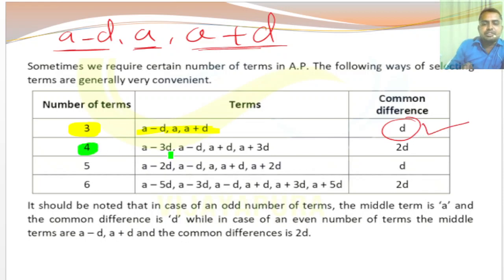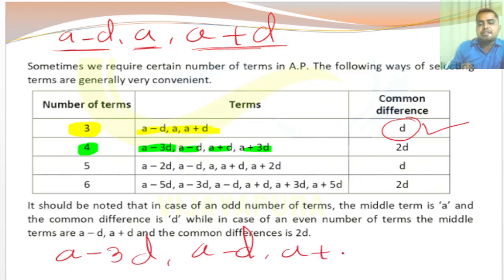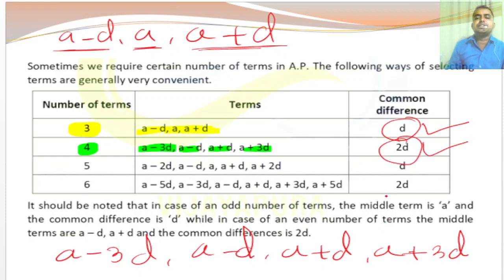Similarly, 4 terms means a minus 3d, a minus d, a plus d, a plus 3d. If in the question 4 terms are given, we select a minus 3d as the first term, a minus d as the second term, a plus d as the third term, and a plus 3d as the fourth term. Here the common difference of the 4 terms is 2d.